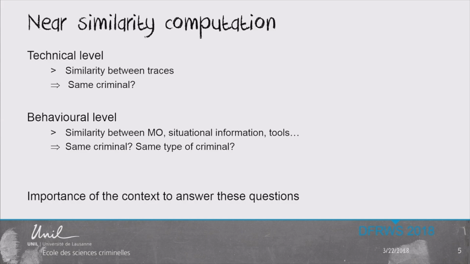Those near similarities can be computed at a technical level, so between traces, or at a more behavioral level, so taking into considerations modus operandi, situational informations, tools, methods, and so on. And depending on the level we will integrate, we may be able to set different hypotheses. So at a trace level, we may be able to set the hypothesis that it's the same offender. But at a more behavioral level, we may just be able to say that it's the same phenomenon and it's the same type of criminals. So to answer those questions, we will need additional and contextual information.